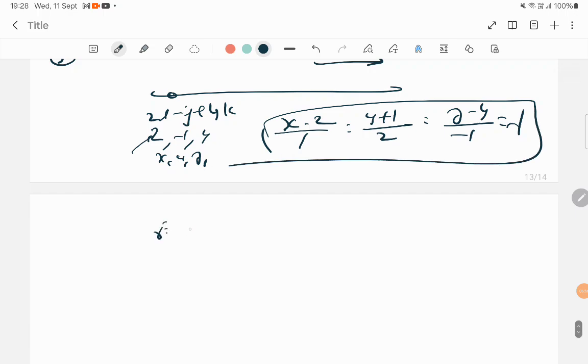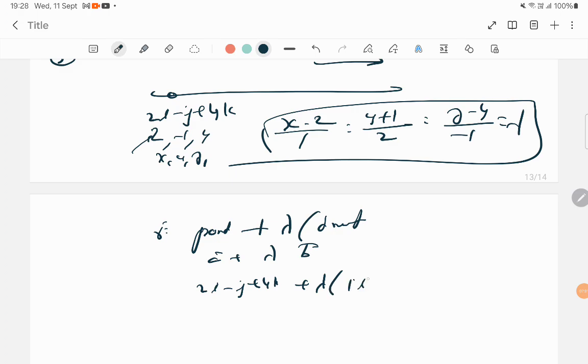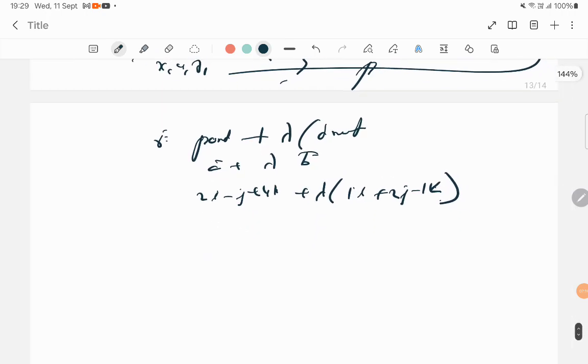Supposing they ask you vector format, r vector is equal to point vector plus lambda times direction vector, a vector plus lambda times b vector. Point vector is 2i minus j plus 4k plus lambda times direction vector. What is the denominator? So 1i plus 2j minus 1k. So that's about this sum. So let's go to the next question.